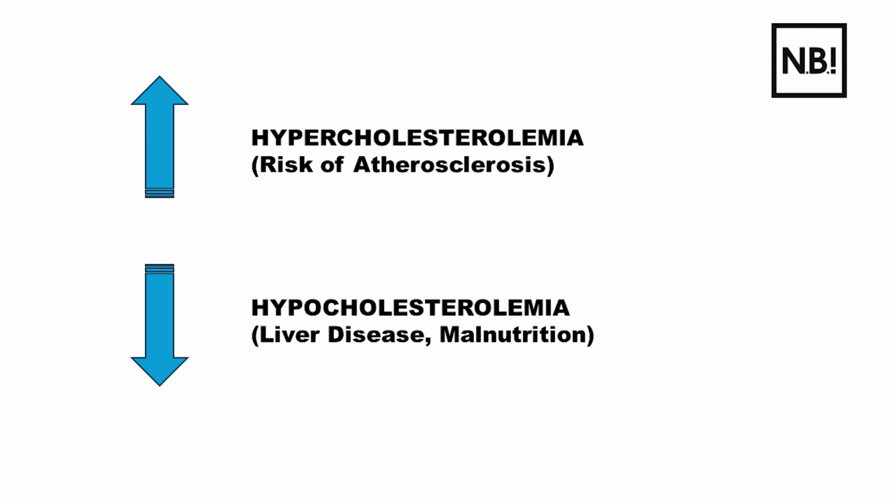The results can be interpreted by the following: hypercholesterolemia, normocholesterolemia, hypocholesterolemia. Hypercholesterolemia, high results, can indicate risk of atherosclerosis. Normocholesterolemia is normal value. Hypocholesterolemia, low results, often points to liver disease and malnutrition.